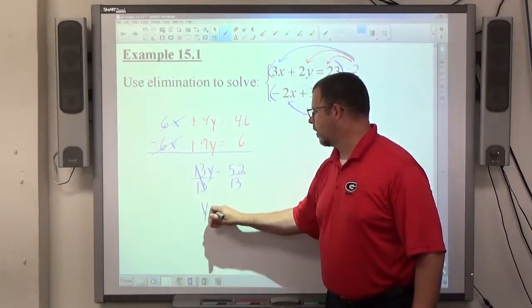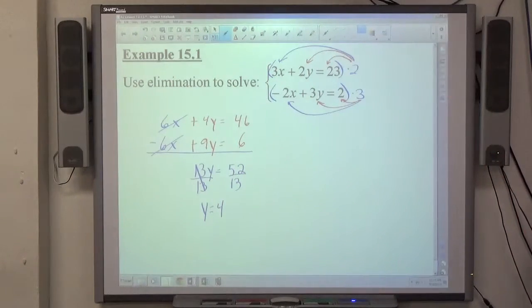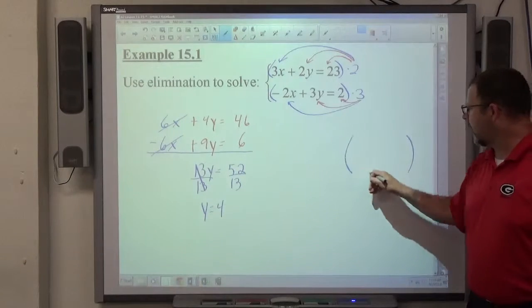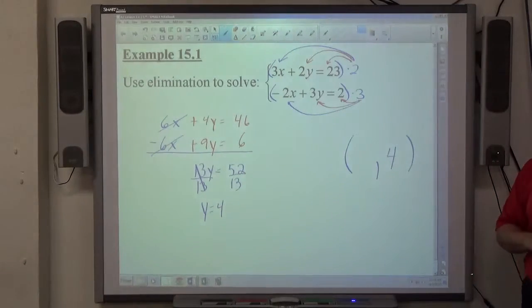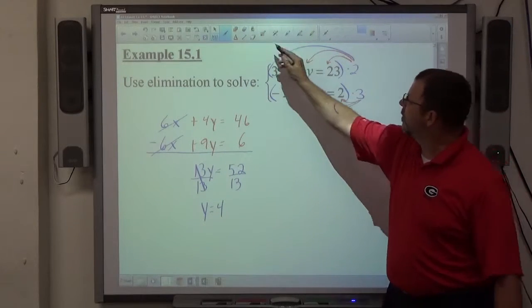Leaves me with y equals 4. Okay, my job is to get an ordered pair x comma y. So all I've accomplished so far is I figured out what y equals. So I put that in the right spot. The last thing I have to do is figure out what x equals. And I go back to either of the first two equations.